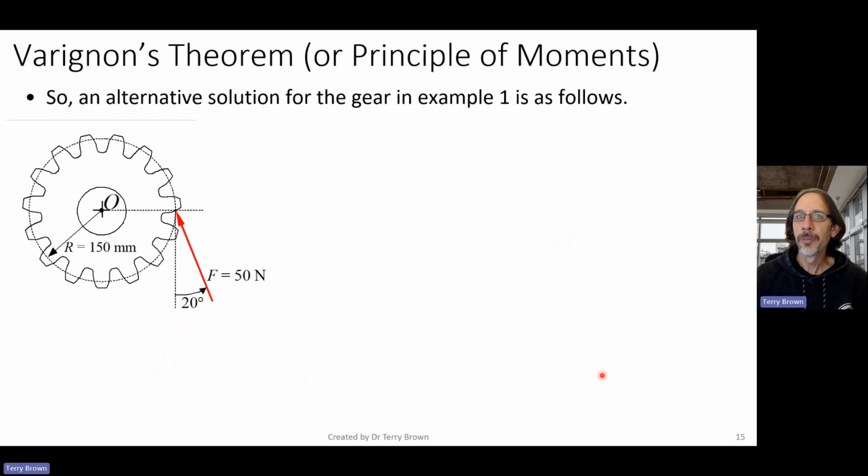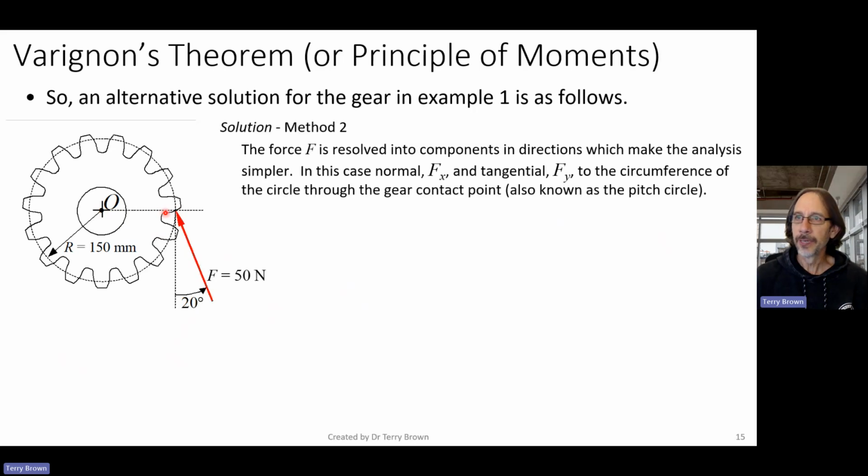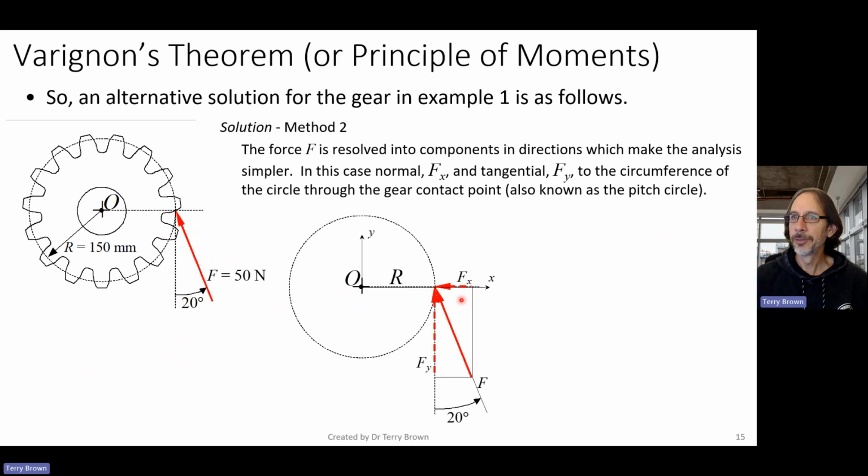All right, so let's go back to our problem at the moment on the gear about point O. So now, because we already know this radius, if we resolve the force F into components tangential and normal to the circumference or the pitch circle of the gear, right? So we now have this. So we resolved our force into its components tangential to the pitch circle and normal to the pitch circle.